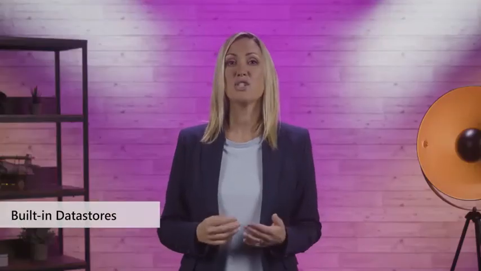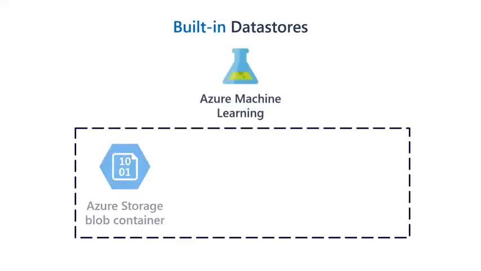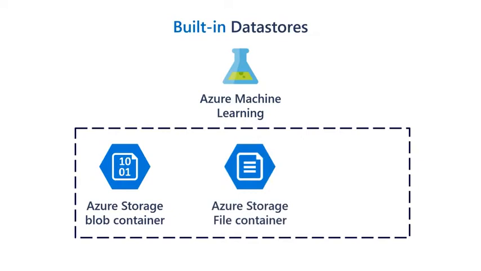Every workspace has two built-in data stores, an Azure Storage Blob container and an Azure Storage File container that are used as system storage by Azure Machine Learning. There's also a third data store that gets added to your workspace if you make use of the open datasets provided as samples, for example, by creating a designer pipeline based on a sample dataset.